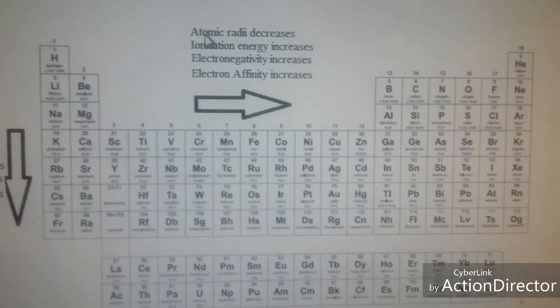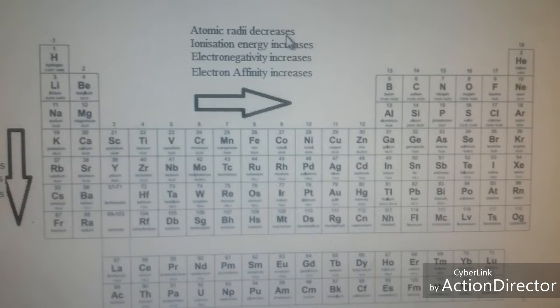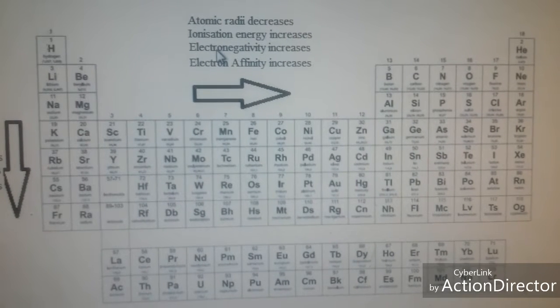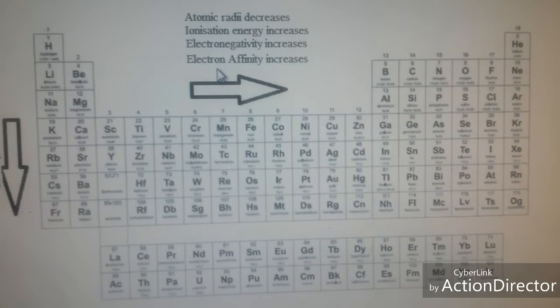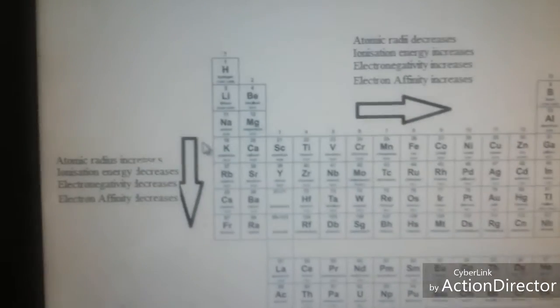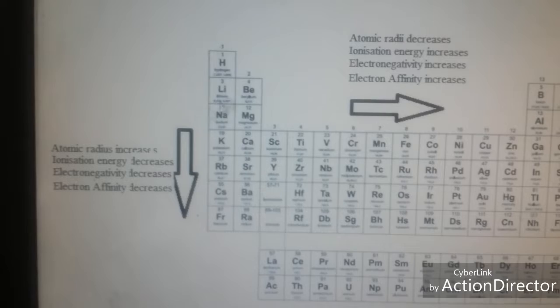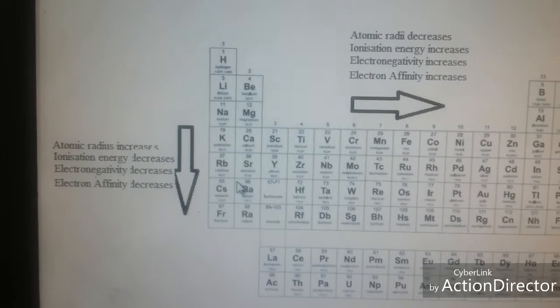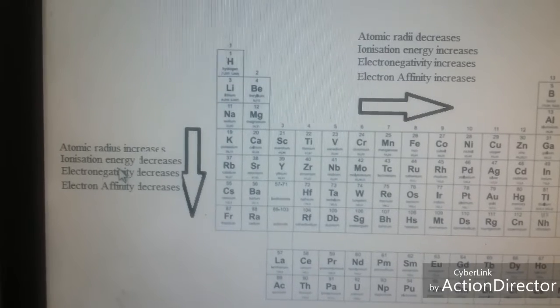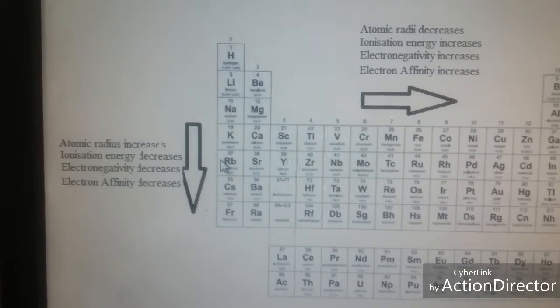Let us summarize. The atomic radii decreases from left to right due to the increase in the nuclear charge, while the ionization energy, electron affinity and electronegativity increase due to the increase in the nuclear charge. And in the group, the atomic radii increases due to the increase in the number of shells, while the ionization energy, electronegativity and electron affinity will show a decrease.